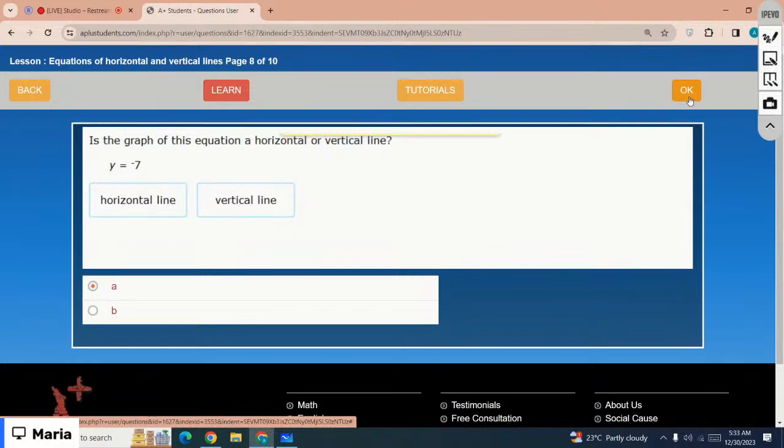Is the graph of this equation a horizontal or a vertical line? y equals negative 7. That is the vertical line. What's wrong with this one?